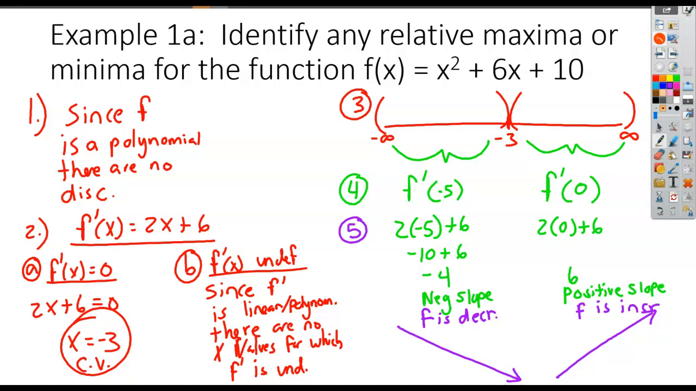Since it's going down on the left and up on the right, this critical value, which would go right there in the middle, I'm going to erase that because I don't want you to get confused, but that critical value right there, f of -3, must be a relative minimum. You could tell by looking at the graph. Since it's going down and then up, that must be a relative minimum.